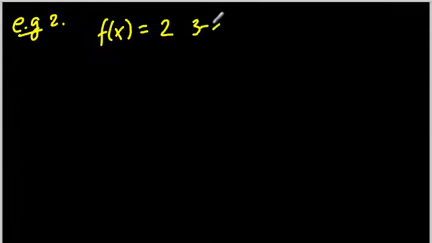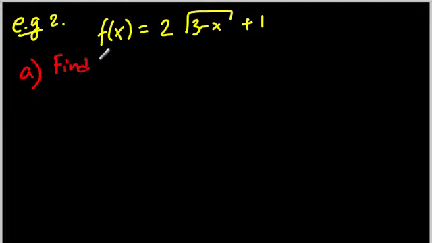In this video, I'm going to go through one more example of domain, range, and inverses with a square root function. So here's example 2. Let's say f(x) = 2√(3 − x) + 1. My first question is: find the domain and range of f(x).